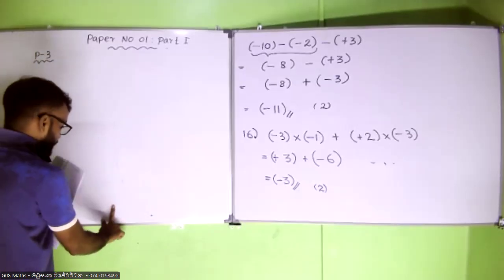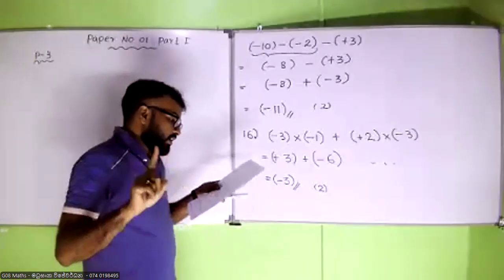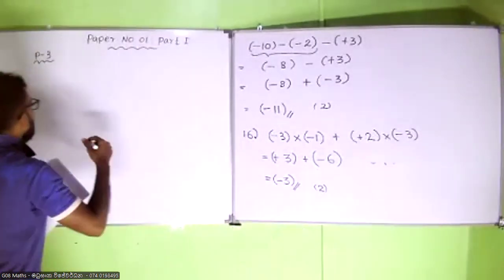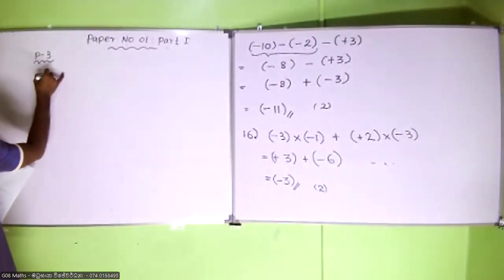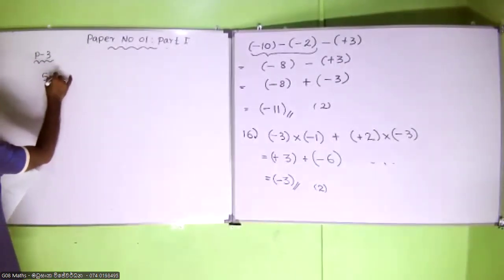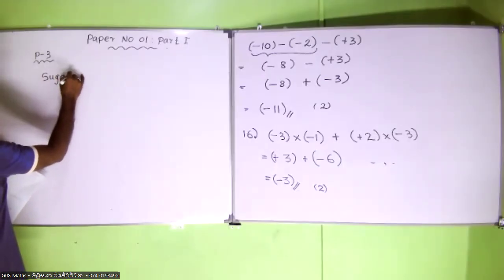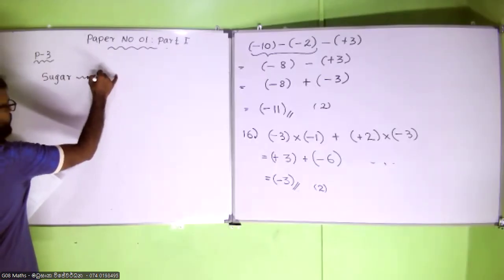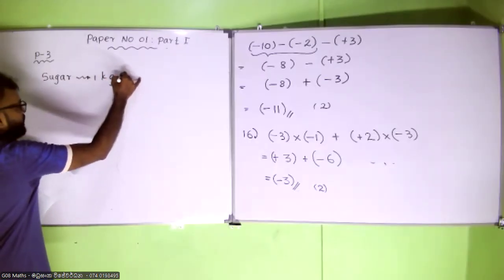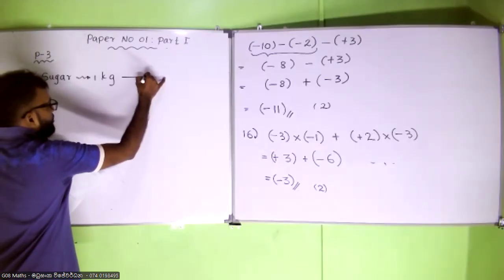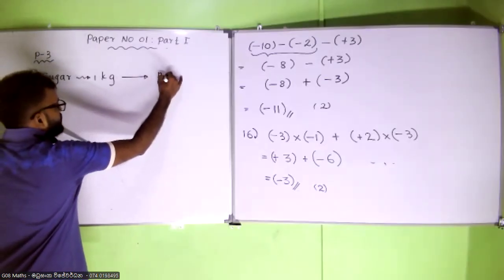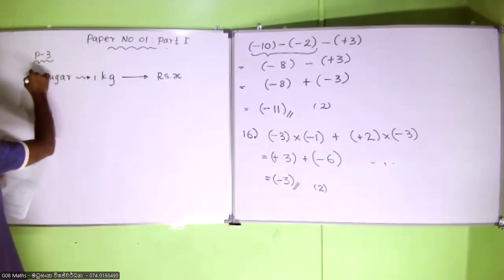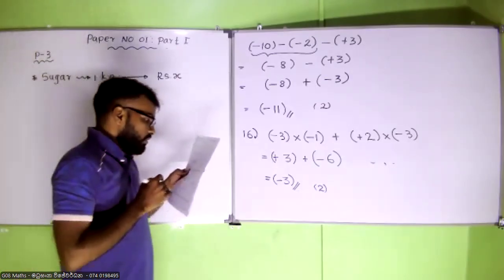Okay. Price of 1 kilogram of sugar is X rupees. Now we have sugar. 1 kilogram price is X rupees of sugar. That is an important point.